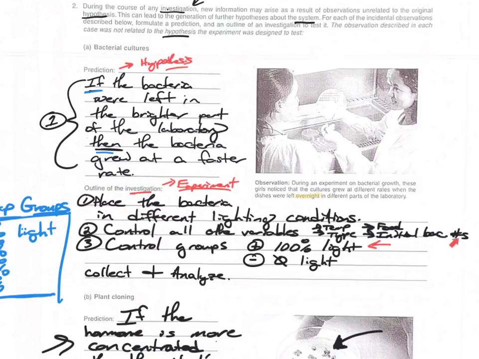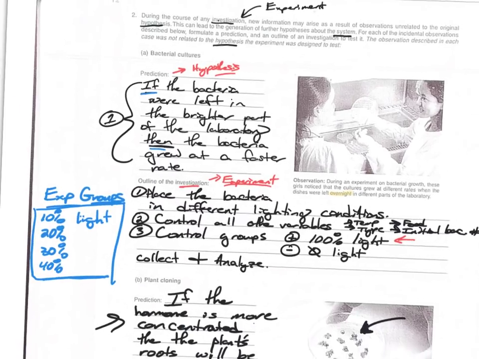The initial bacteria numbers have to be the same. So you're only going to change one thing. And what's that one thing? Light. So that's number one, the hypothesis. Number two, what is the thing you're going to change? You're going to change light.